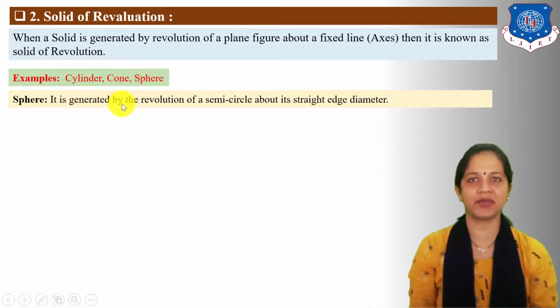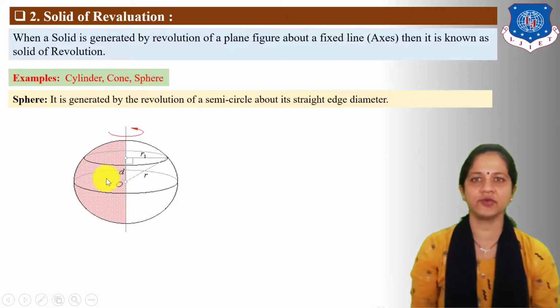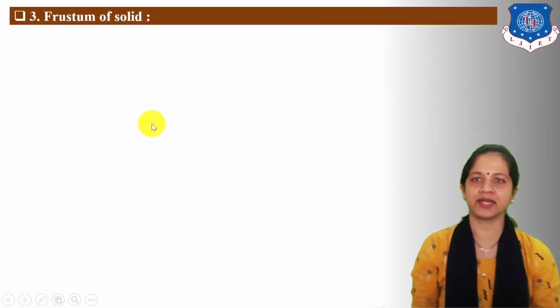It is generated by the revolution of a semicircle about its straight edge diameter. Here you can see this semicircle revolves about its straight diameter d, then we will get sphere. Next, let us understand third solid, frustum of solid.